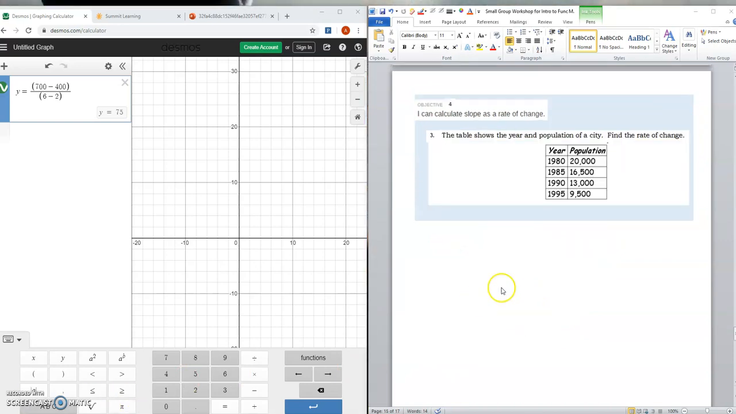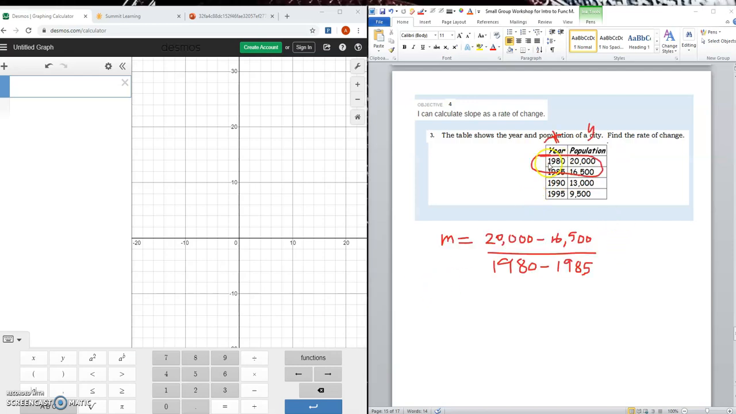So when you're given a table, the same thing, you're going to calculate the rate of change by picking, in this case we have 4 points given, 1, 2, 3, 4. This is your X and this is your Y. Just pick any 2 points and you can use the formula. So these are the 2 points I chose. And this is the X column and this is the Y column. And I'm choosing this to be my Y2. So I'm plugging it in, 20,000 minus 16,500.